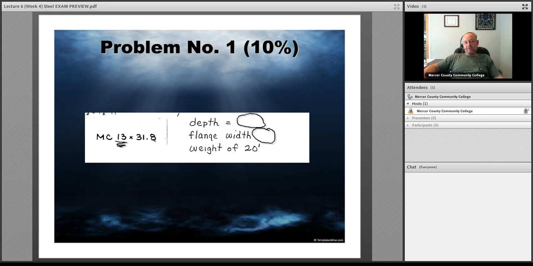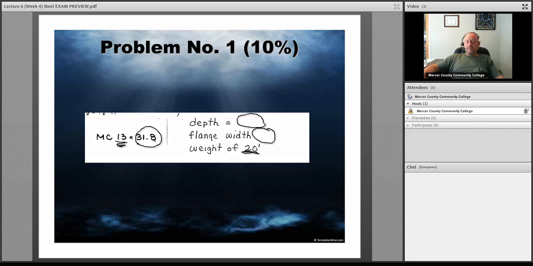The last one might be a little confusing. It says, what's the weight of 20 feet of this channel? Well, we know that the last number that's given in the name of a channel, in this case 31.8, means it weighs 31.8 pounds per foot. That's how much this thing weighs, 31.8 pounds per foot. And I'm just saying, how much would 20 feet weigh? So all you would take is 31.8 pounds per foot times 20 feet, because I happen to ask you 20 feet, and your answer will come out in pounds, and that's what we're looking for in this one.